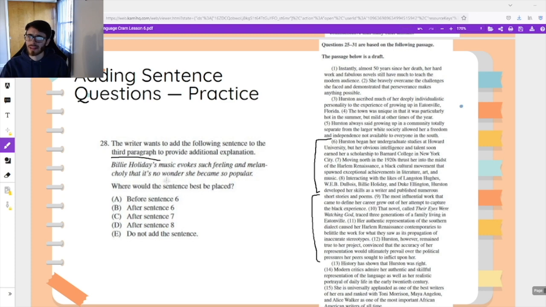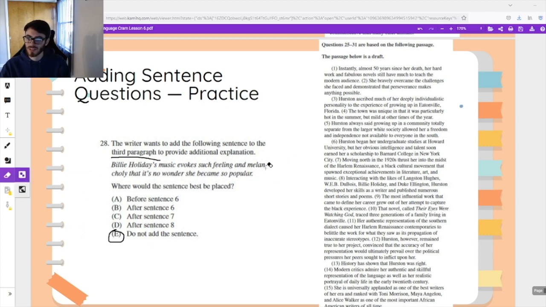The sentence we want to add is that Billie Holiday's music evokes such feeling and melancholy that it's no wonder she became so popular. I am immediately thinking E is the correct answer choice here, because this has nothing to do with this paragraph. This paragraph is all about Hurston. Billie Holiday is mentioned once as an example of someone that she interacted with, and is only really mentioned as like a plot device, right? Billie Holiday is not what this paragraph's about. So immediately, I think E is correct.